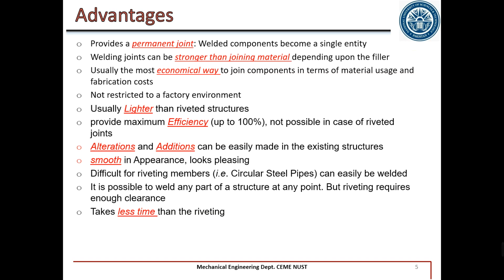For example, if you need to join two parts, by nut and bolt you have to have some space to make a hole. Initially you have to drill the hole, then you have to put the bolt, and you have to have space for the rivet or nut, and then space for tightening the nut and bolt. In case of welding, this is not the case. You can just weld two parts.